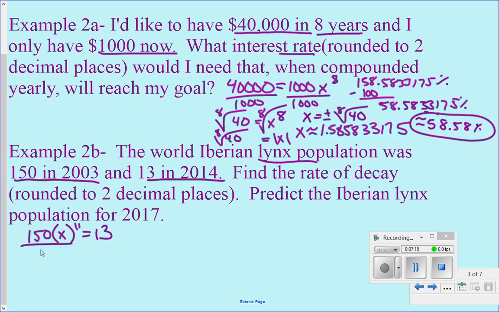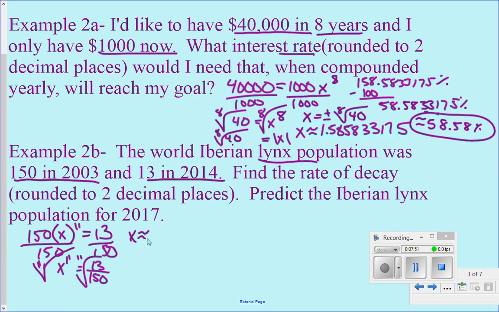I'm going to solve that by dividing by 150. I have x to the 11th equals 13 divided by 150, which is a repeating decimal. You do not want to cut that off. You want to leave it exact. If it had been a terminating decimal, I would write the decimal here, but 13 over 150 does not terminate, so I'm going to leave it as 13 over 150. Now I'm going to take the 11th root of that, and that is my answer for the multiplier.